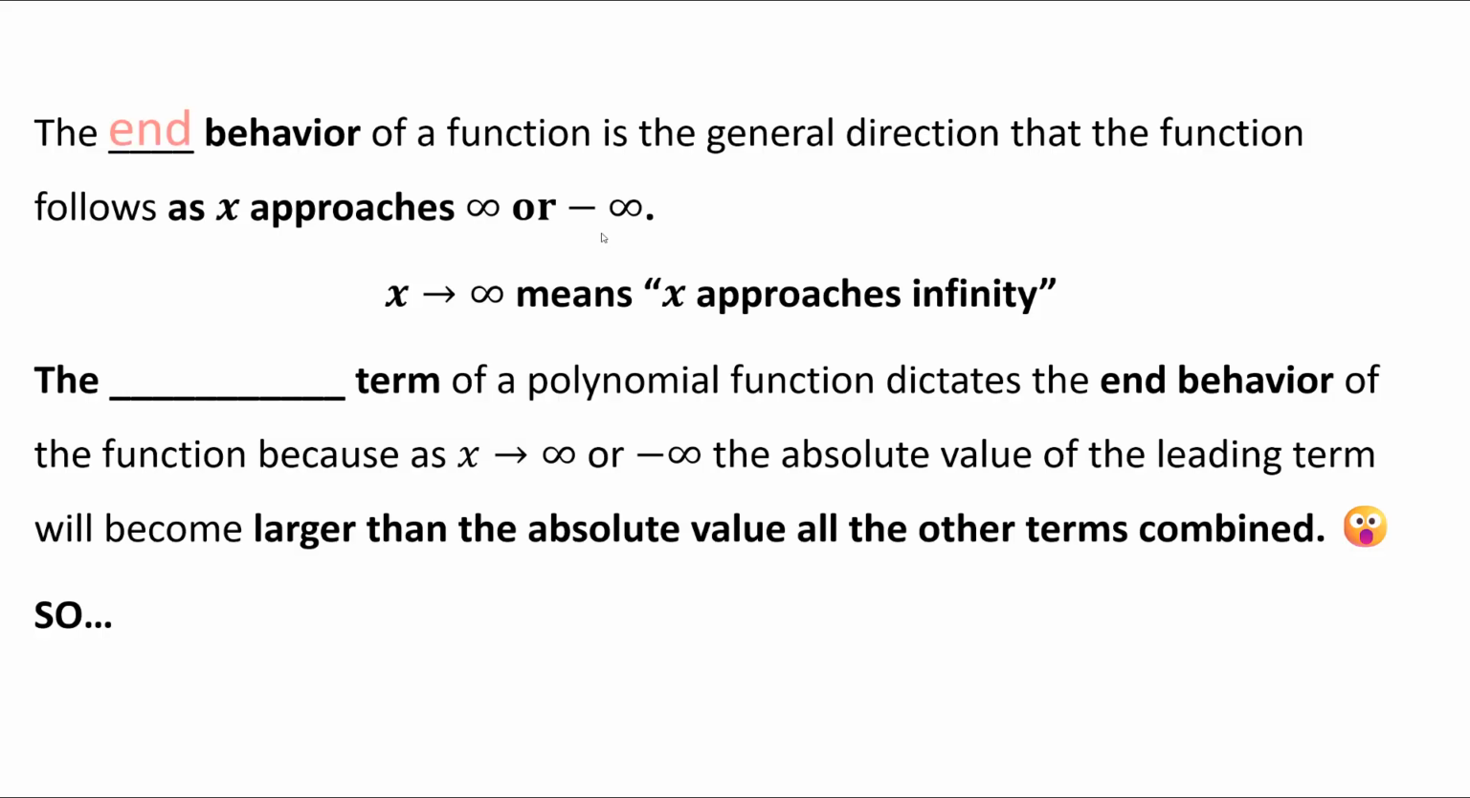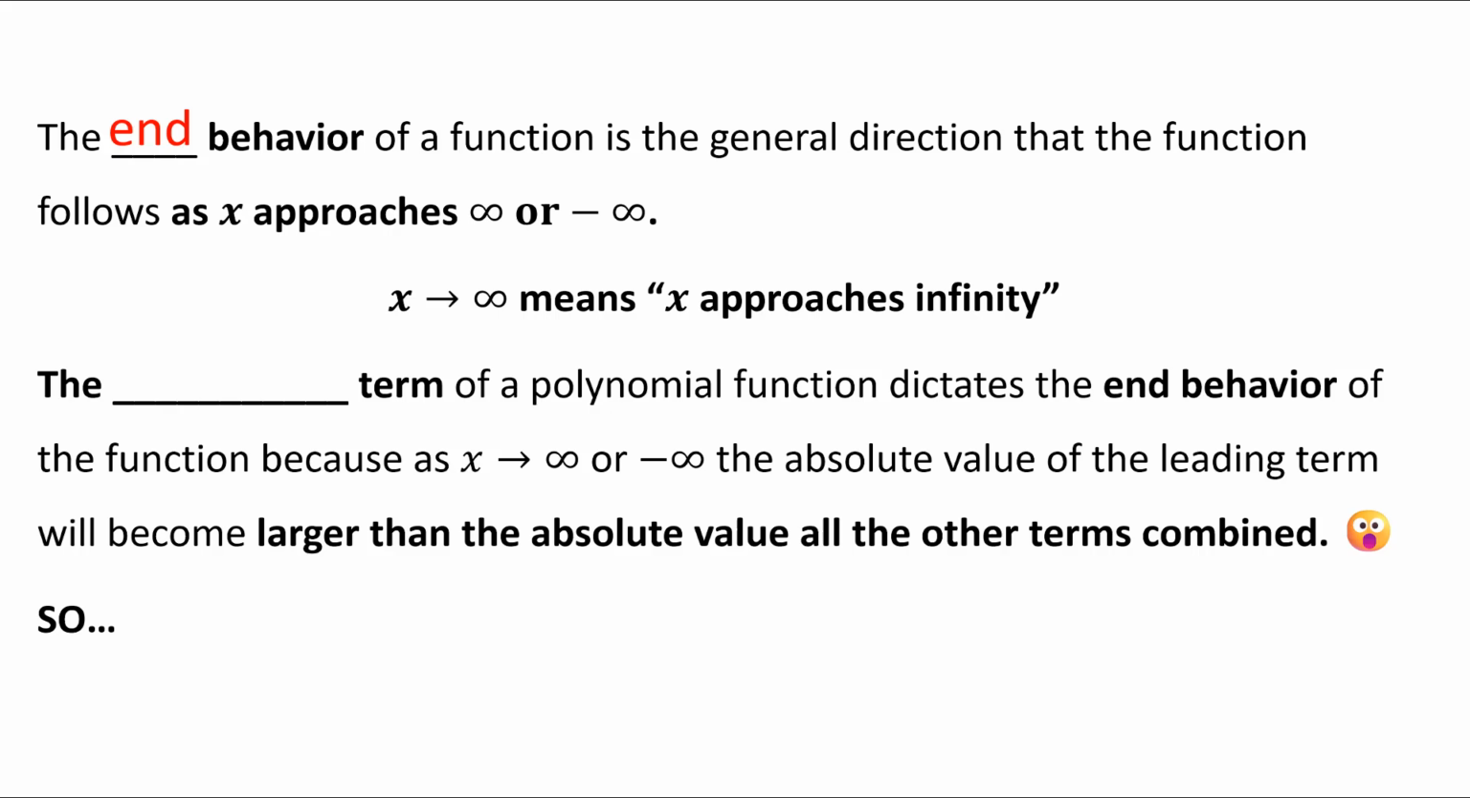But you do need to know that the end behavior of a function is the general direction that the function follows as x approaches infinity or negative infinity. Remember that little arrow means x approaches infinity. So the leading term of a polynomial function dictates the end behavior of the function, because as x gets very big toward infinity or negative infinity, the absolute value of the leading term will become larger than the absolute value of all the other terms combined.